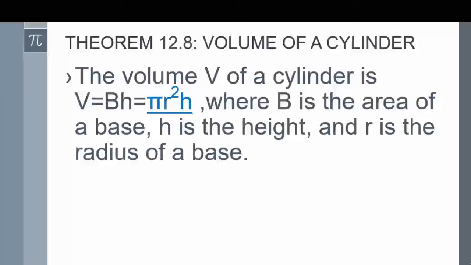Theorem 12.8, volume of a cylinder. The volume V of a cylinder is V equals B times H, which is equal to pi r squared H, where B is the area of a base, H is the height, and r is the radius of a base.